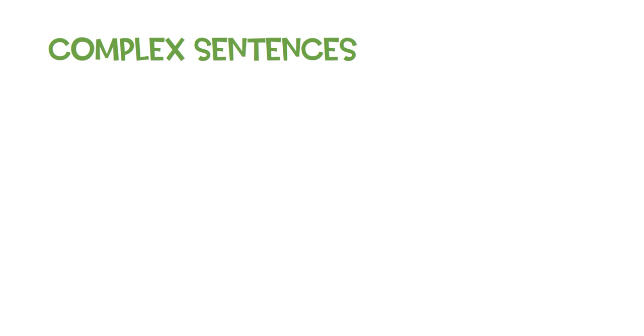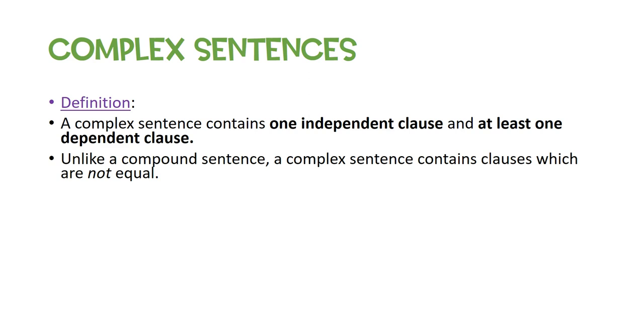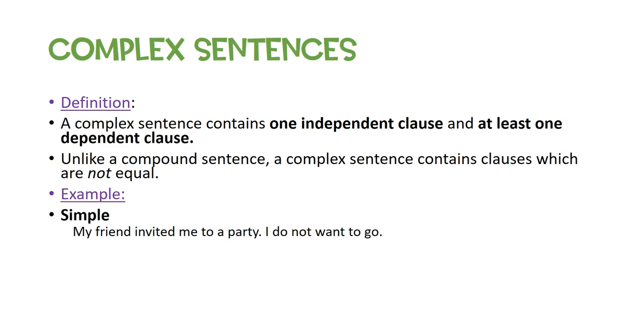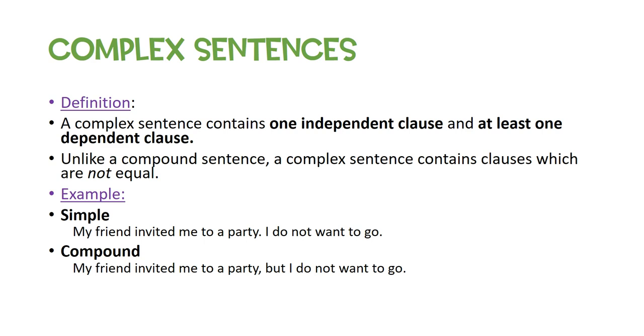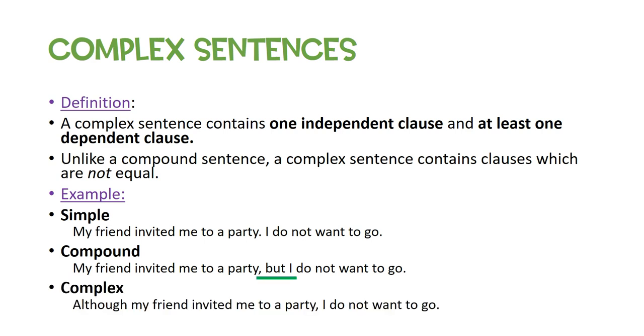Then we move into complex sentences. A complex sentence contains one independent clause and at least one dependent clause. Unlike a compound sentence, a complex sentence contains clauses which are not equal. Let's look at this simple example. We have 2 simple sentences. My friend invited me to a party. I do not want to go. The compound sentence would be, my friend invited me to a party, but I do not want to go. And the complex sentence looks like, although my friend invited me to a party, I do not want to go. The word although shows us that the 2 ideas are different.